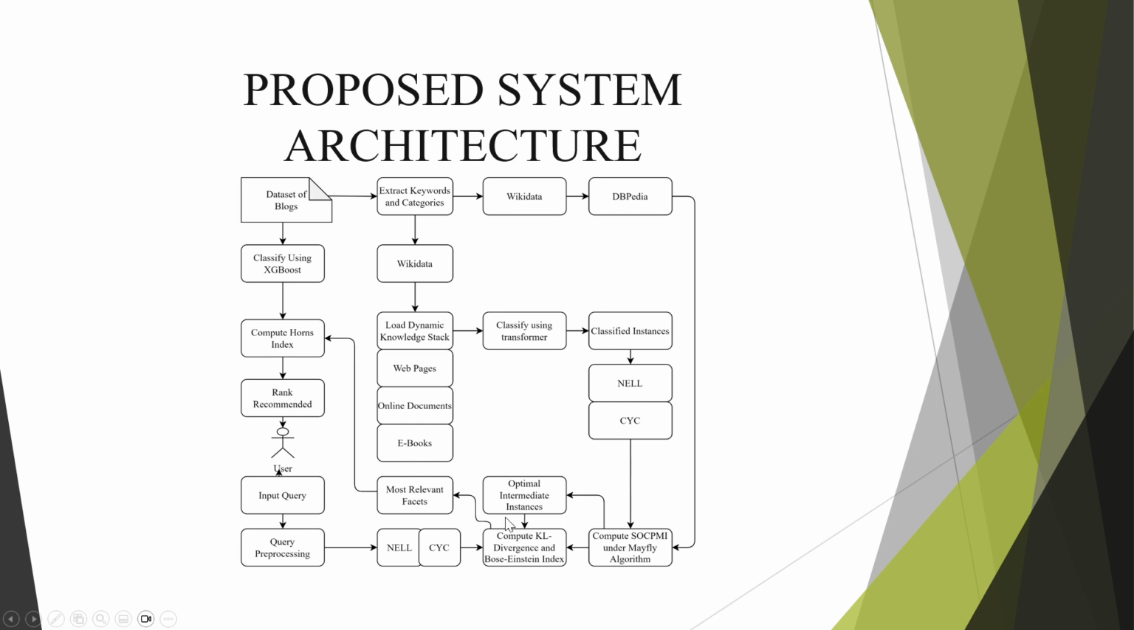These two are then used to compute the most relevant facts. These most relevant facts are used to compute the Horn's index. The Horn's index is also enriched by the classification of the dataset directly using the XGBoost classifier. And once Horn's index is computed with all the other enrichment, finally the rank is recommended and sent back to the user. If the user is not satisfied, he can again do the entire process to get back a better rank as supposed by the user. This is the main proposed system architecture.